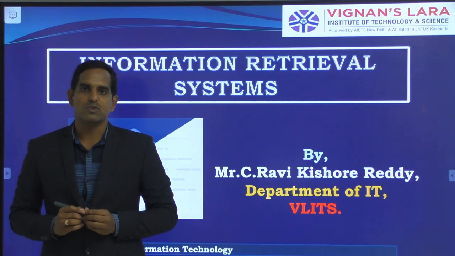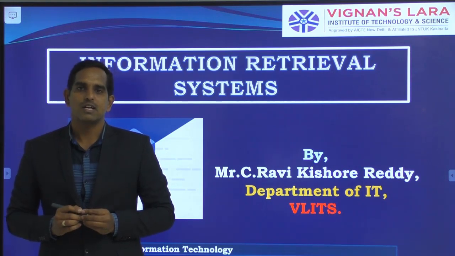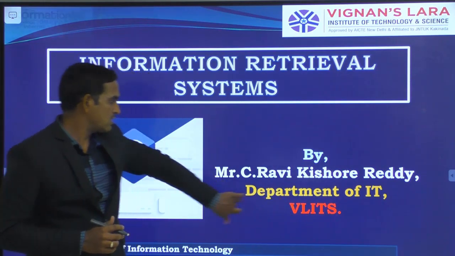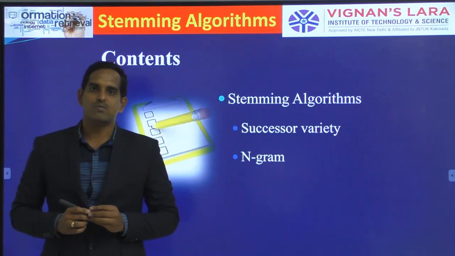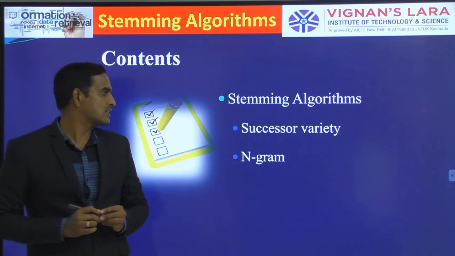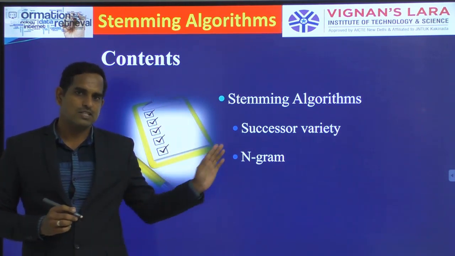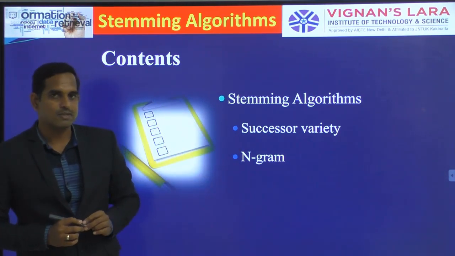In the previous session, we started on the stemming algorithms and discussed some of them. In the last session, we discussed the table lookup stemmers and the successor variety stemmers. In this session, we will be looking at the n-gram stemmers.